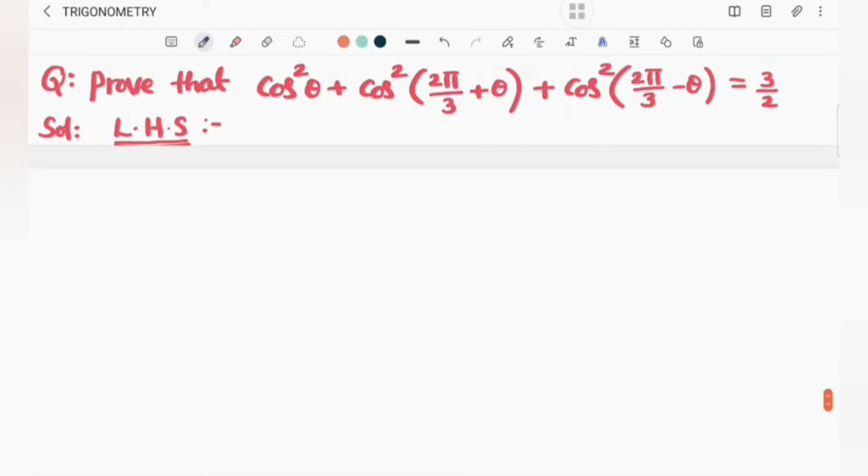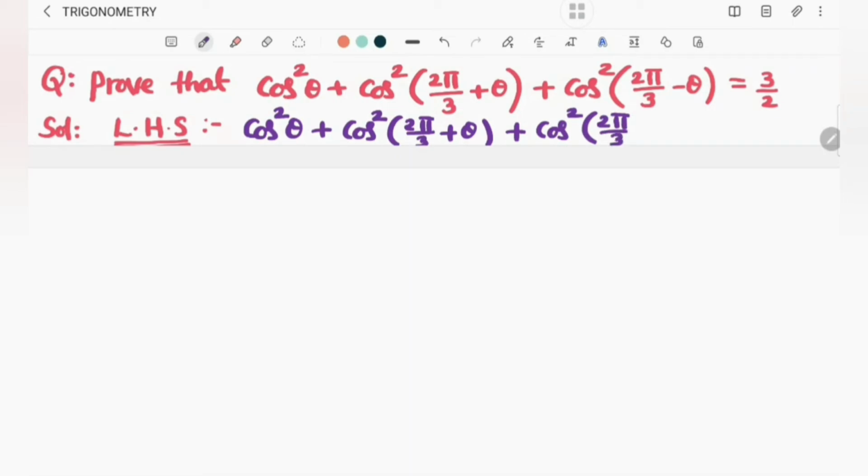So we will move to the next question. In this question also, it is in terms of cos. Previously in terms of sin, now it is in cos. Consider LHS: cos square theta plus cos square of 2 pi by 3 plus theta plus cos square of 2 pi by 3 minus theta, which is equal to, cos square theta. Like the previous problem, we are going to do that.